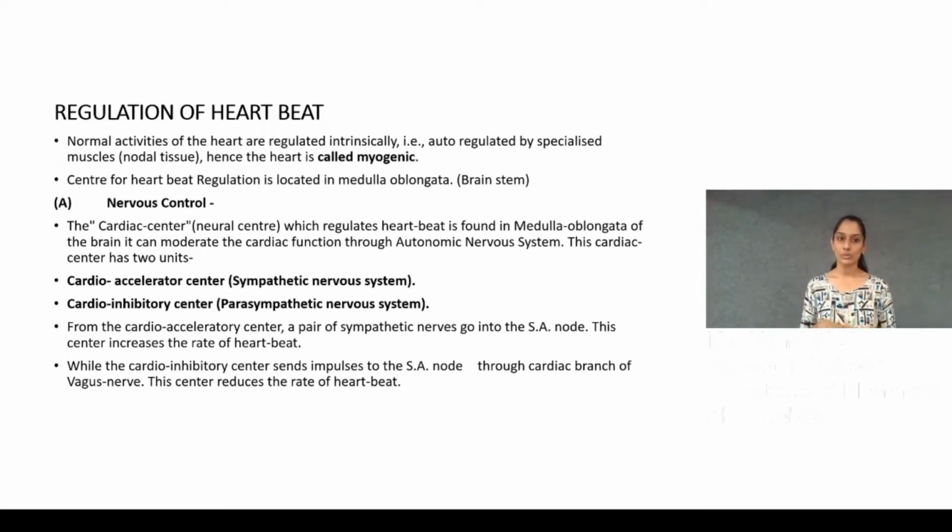Now, nervous control. The cardiac center, the neural center which regulates heartbeat, is found in the medulla oblongata of the brain. It can moderate the cardiac function through the autonomic nervous system. This cardiac center has two units, the cardio-accelerator center and the cardio-inhibitor center. From the cardio-acceleratory center, a pair of sympathetic nerves goes to the SA node. This center increases the rate of heartbeat, while the cardio-inhibitory center sends impulses to the SA node through the cardiac branch of the vagus nerve. This center reduces the heartbeat.